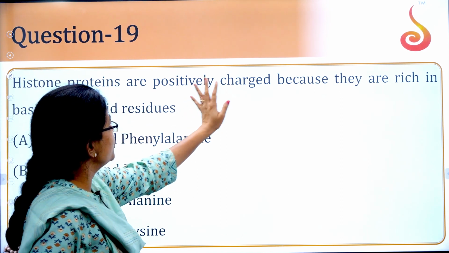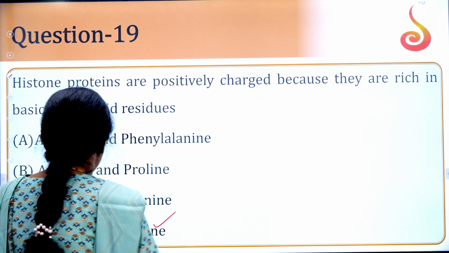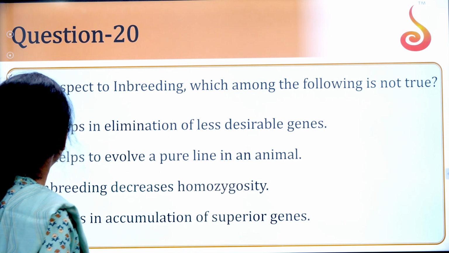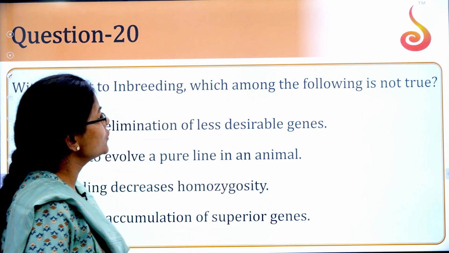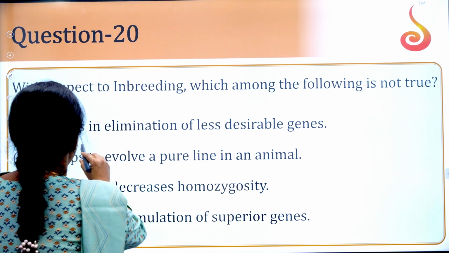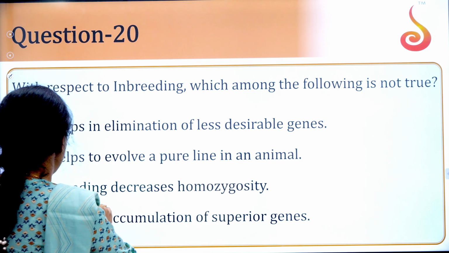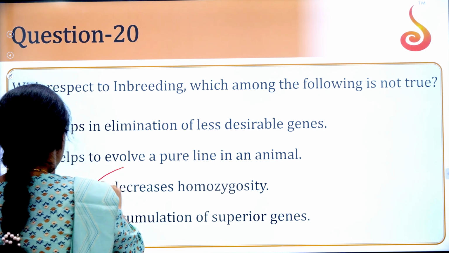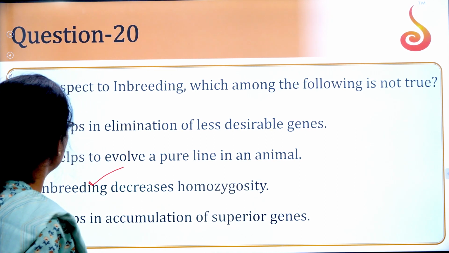Histone proteins are positively charged because they are rich in basic amino acids, that is arginine and lysine. Very, very straightforward, students. With respect to inbreeding, which among the following is false? It helps in elimination of less desirable genes. It helps to evolve a pure line. Inbreeding decreases fertility, in fact. That is going to be the correct answer here.